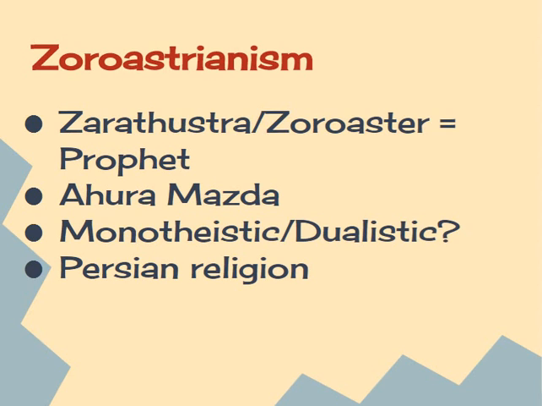Zoroastrianism, we talked about this. Zoroaster was the prophet. Ahura Mazda was kind of the main god. They may argue they're monotheistic, but we know that they're more dualistic because they believe in other deities and different things as well, especially kind of that dualistic good and bad god.